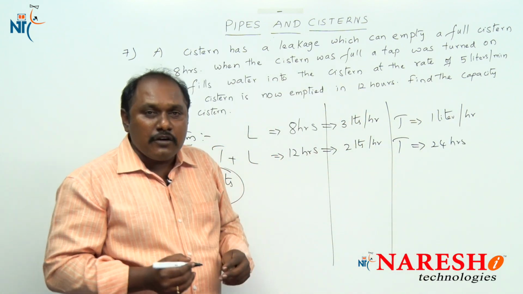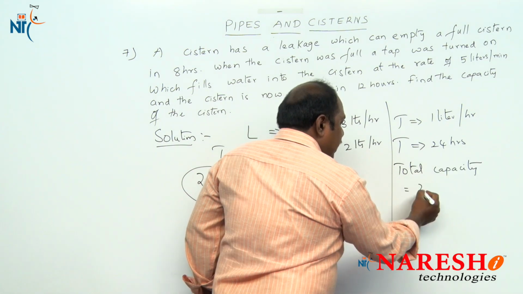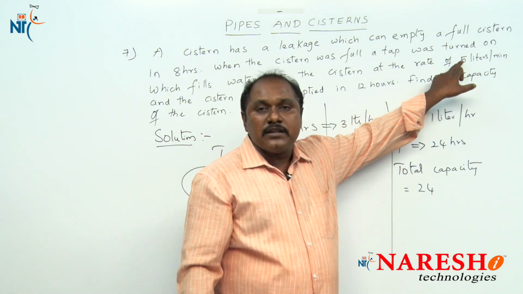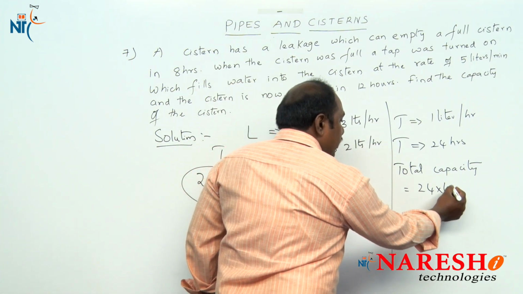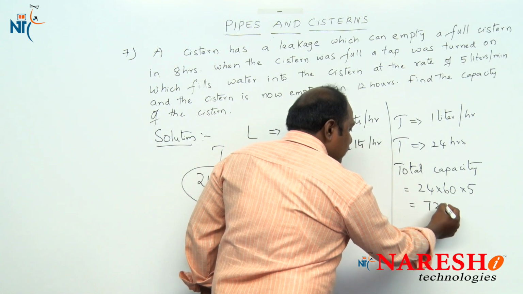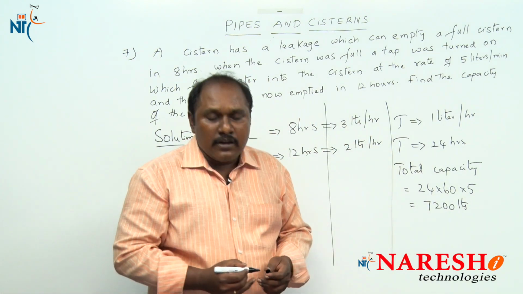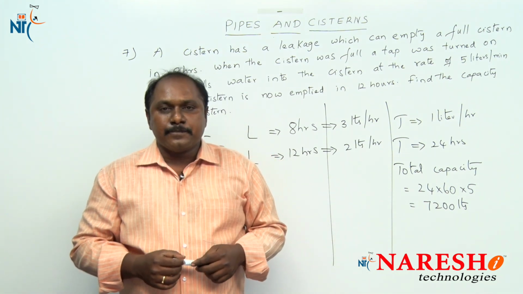Now what is the capacity of the tank? It can fill the tank in 24 hours, and we already know per minute it fills 5 liters. Now convert these hours into minutes: 24 into 60 into 5. Calculating this, we get the answer as 7,200 liters. So the answer for this question is 7,200 liters.